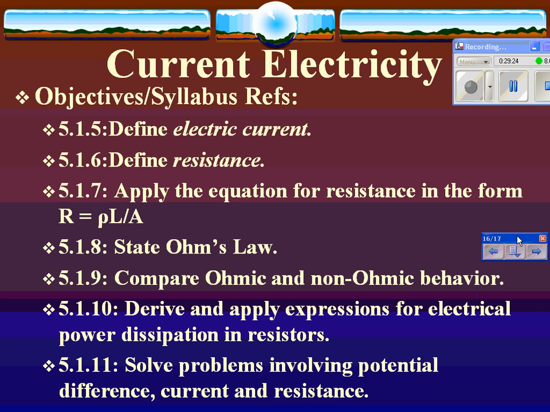So this is where we started. This is where we began. Can you define current? I think you can. Can you define resistance? I think you can. Hey, look, here's the equation for the resistance. Now you know what that means. Ohm's law. State Ohm's law. I equals V over R. Okay? Compare ohmic and non-ohmic behavior. We didn't do that. Derive and apply the expression for electrical power. We did power. Solve problems. Hopefully you can.